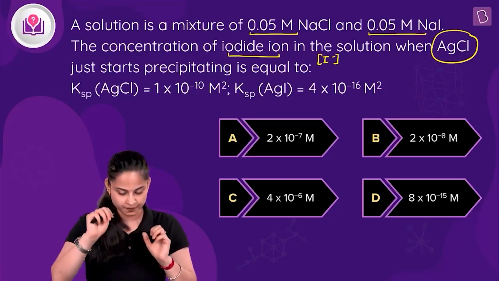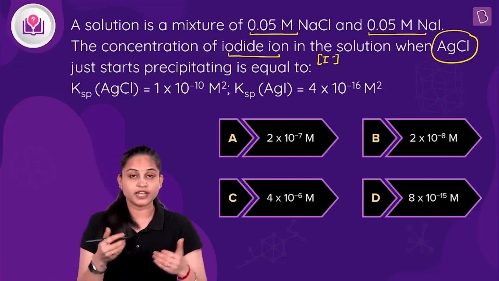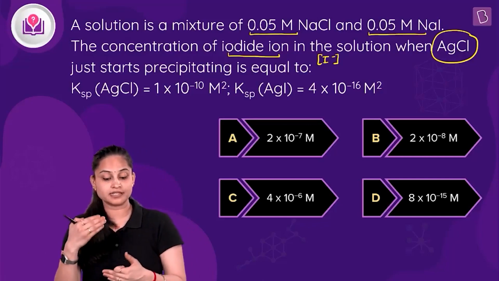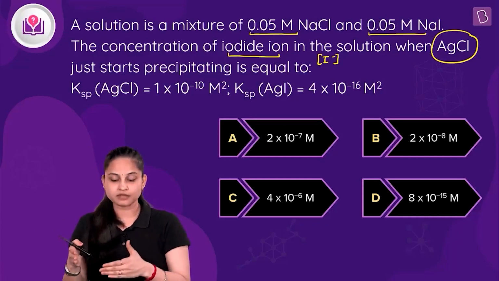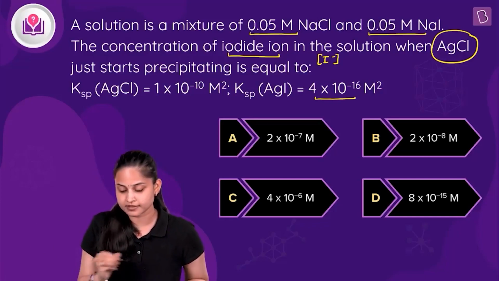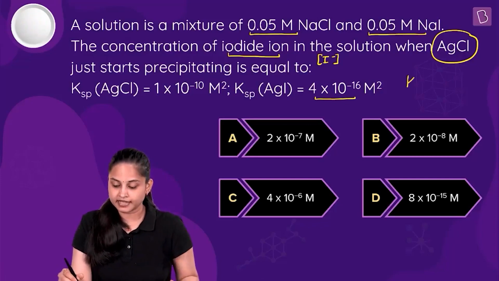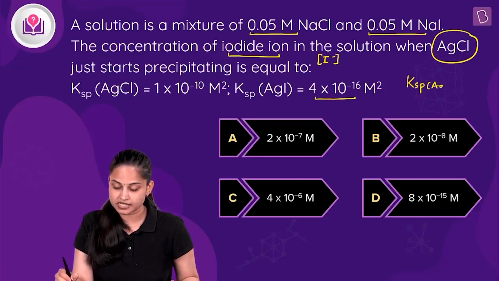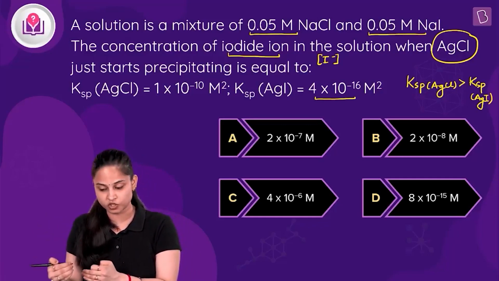Are you getting that point? Here we are given the solubility product value of AgCl, which is 1 into 10 raised to power minus 10 molar square, whereas the solubility product value KSP of AgI has been given to us as 4 into 10 raised to minus 16. From this data it is clear that the KSP value of AgCl is greater than the KSP value of AgI. That means the solubility product of AgCl is greater than the solubility product of AgI.